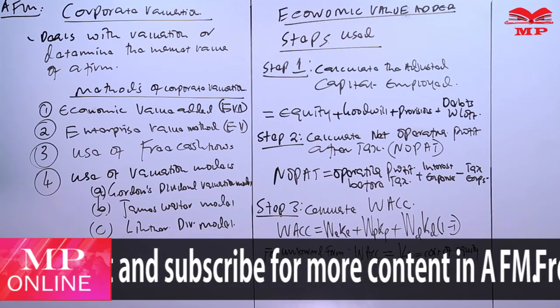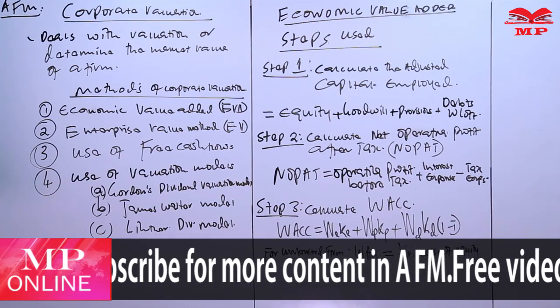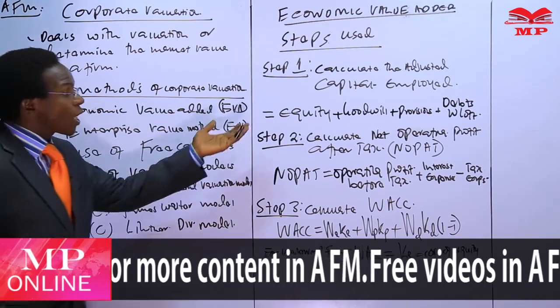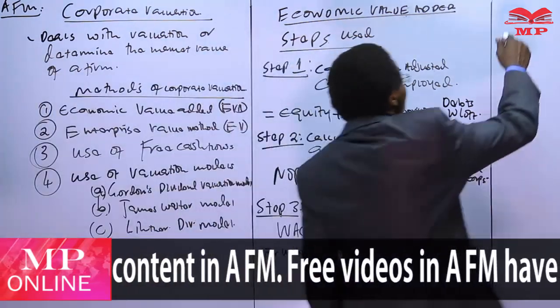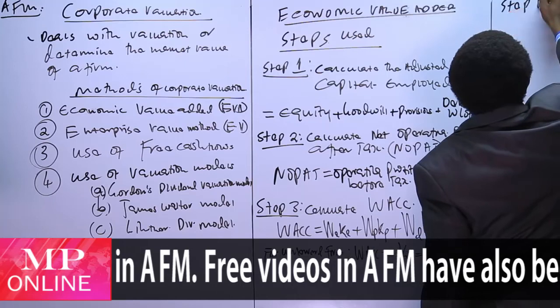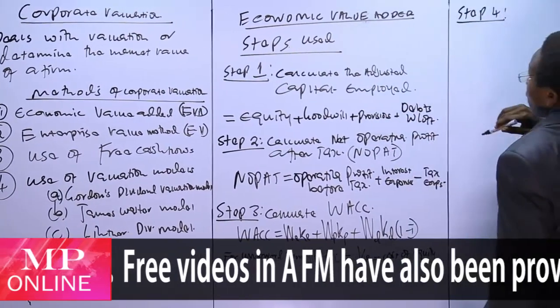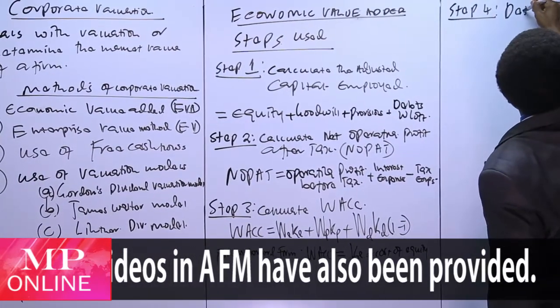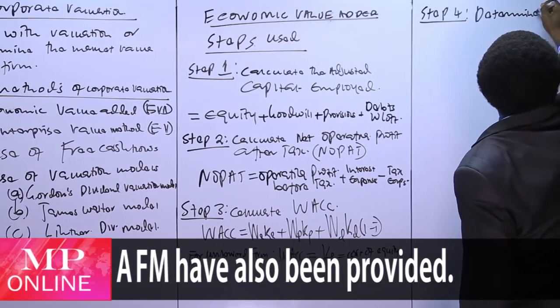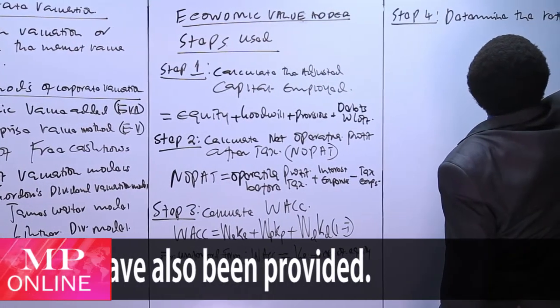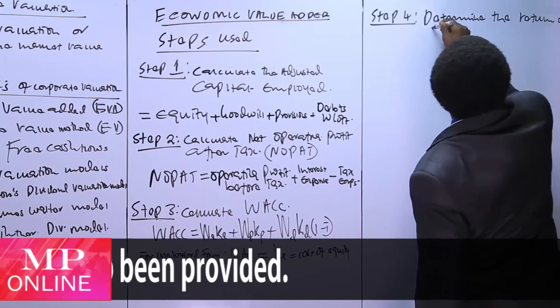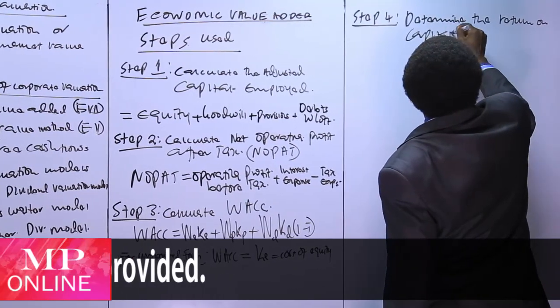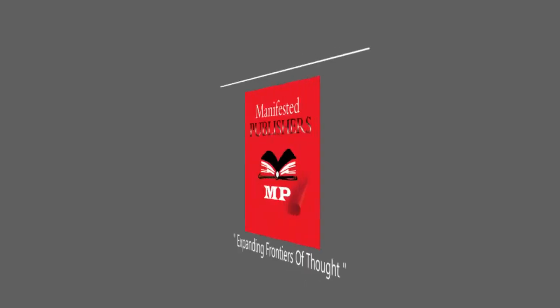Step number 4, we now multiply the WACC with the capital employed, to determine the return on capital employed.